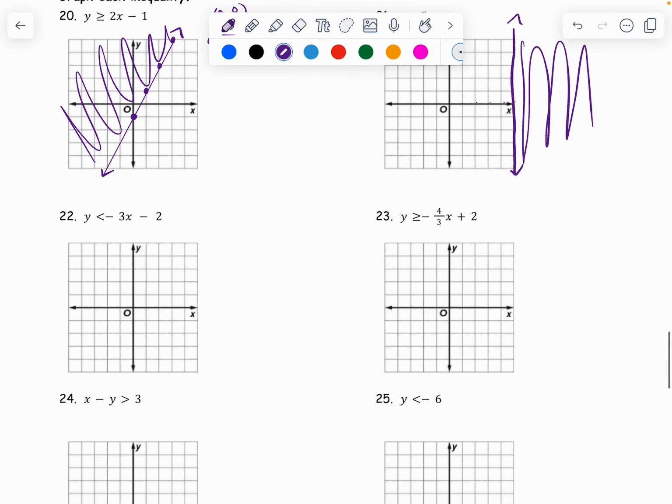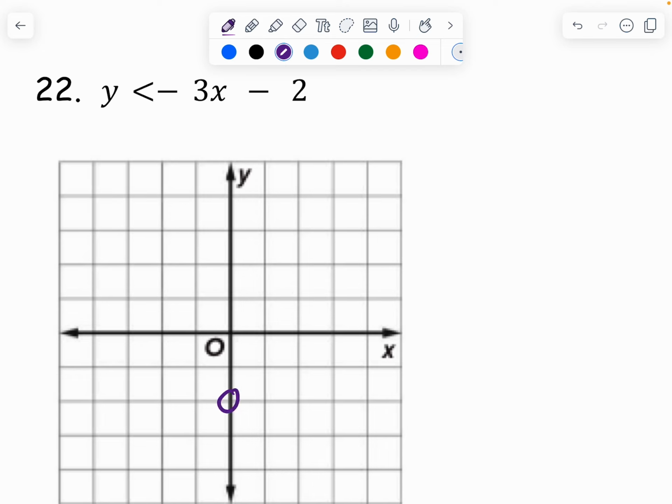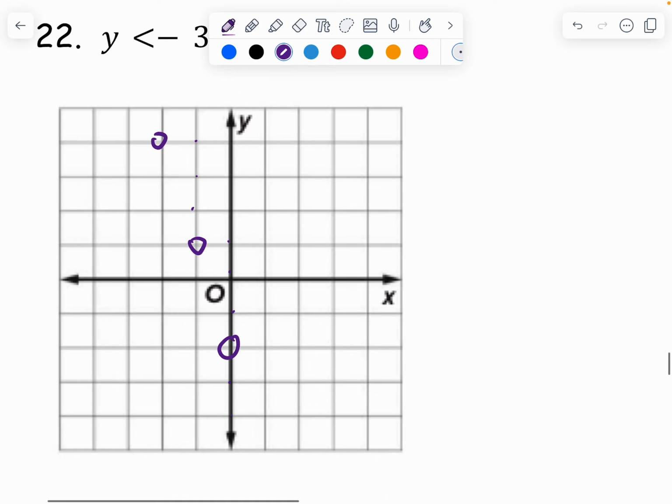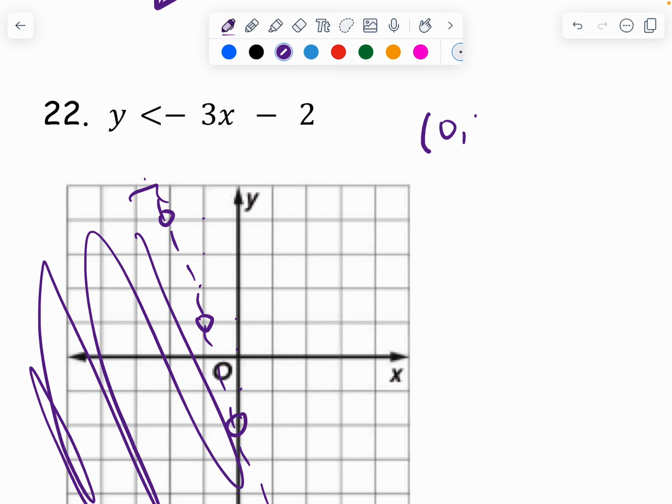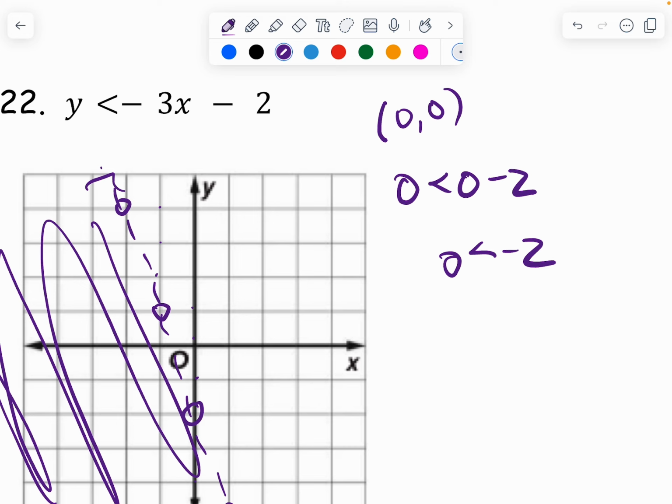Okay, so this next one, we have an open dot at -2. We go up 1, 2, 3, but we went in the negative direction, 1, 2, 3, negative direction. And it would be this way. If I use 0, 0, 0 is less than 0 minus 2. Is 0 less than -2? No. It's a false statement, so this point right here would not be a solution.